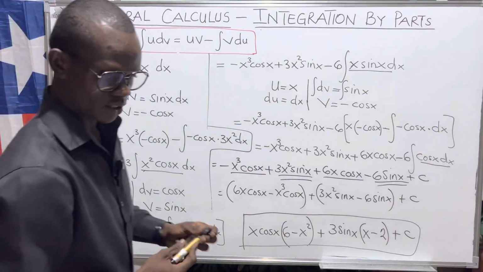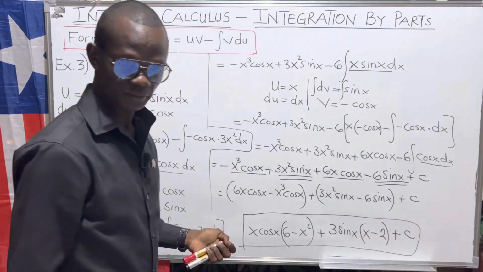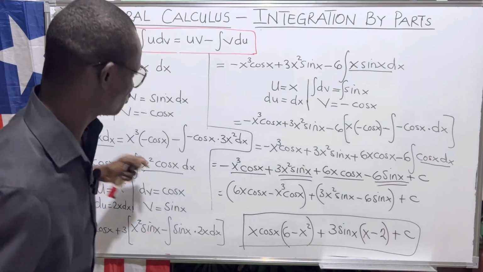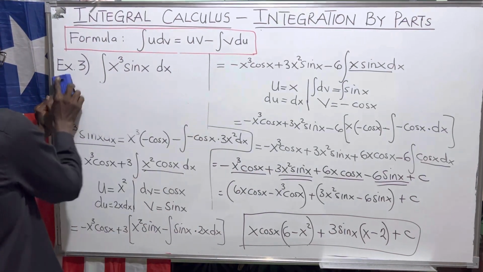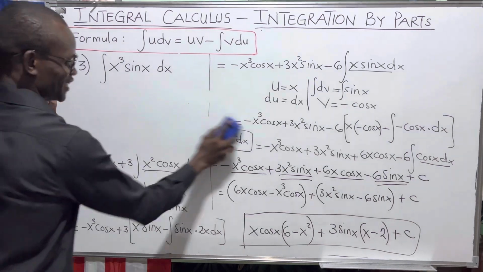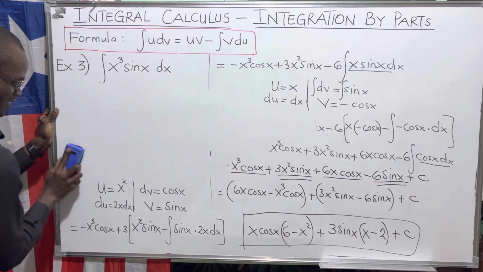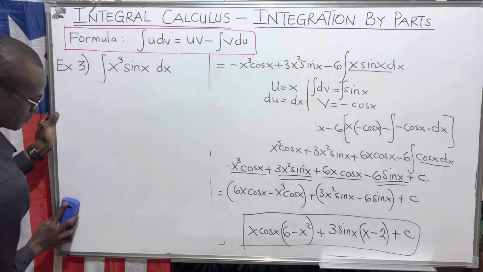But let's use the DI method. Let's use the shortcut method to arrive at our same answer, and avoid this long method.